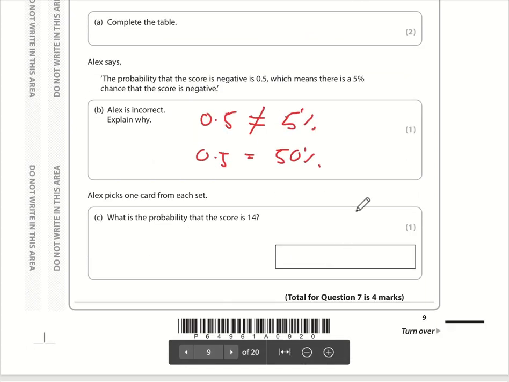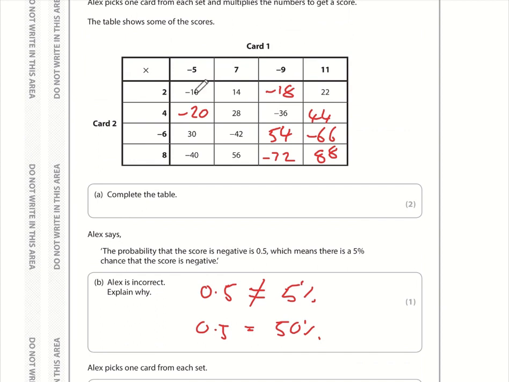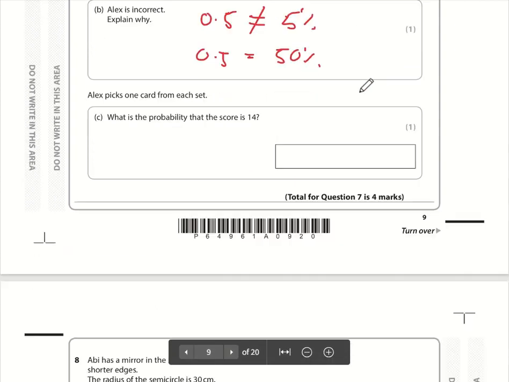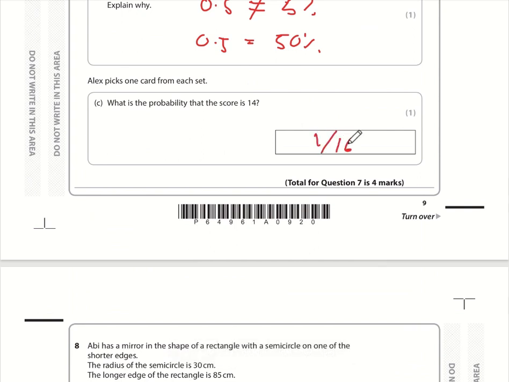Alex picks one card from each set. What's the probability that the score is 14? Okay, well there are 1, 2, 3, 4, 5, 6, 7, 8, 9, 10, 11, 12, 13, 14, 16 different outcomes, and there's only one with 14 in it, so therefore the probability is 1 over 16.